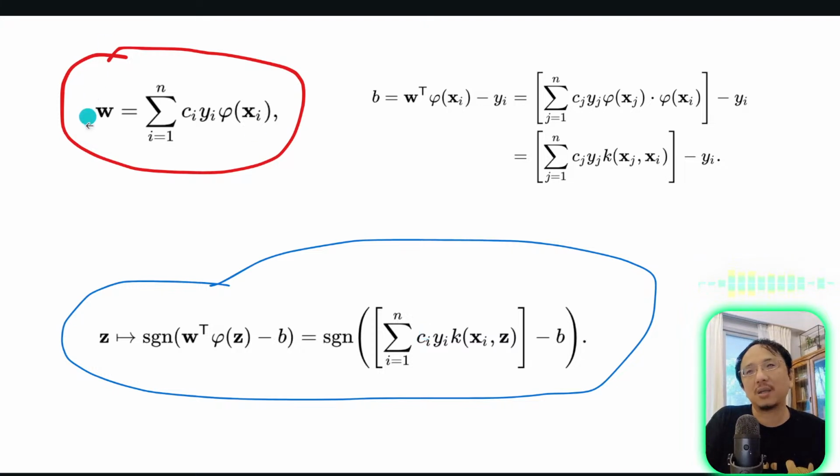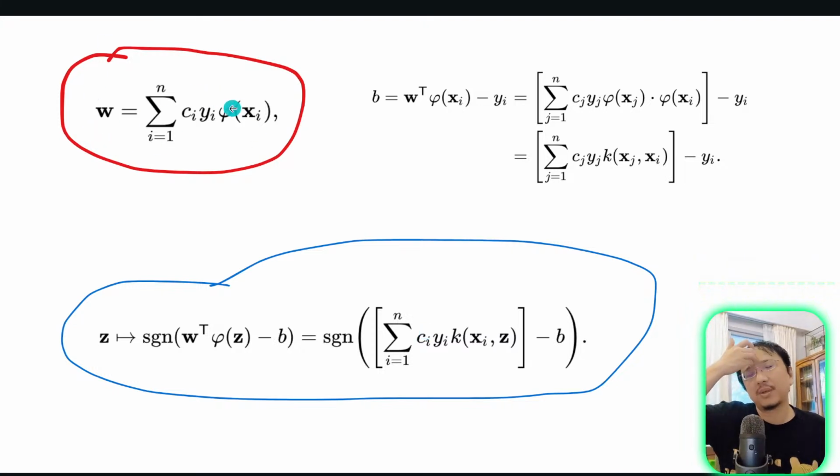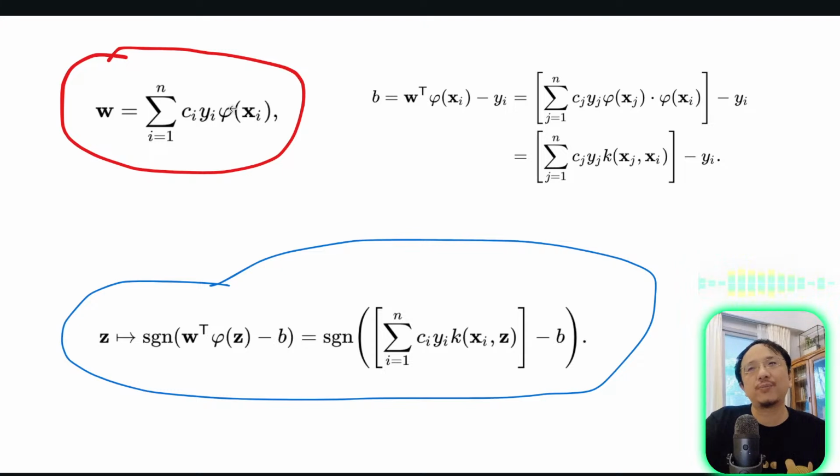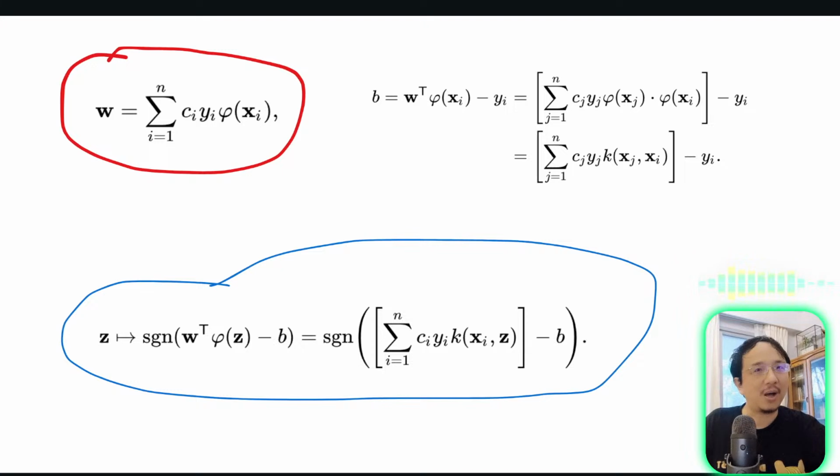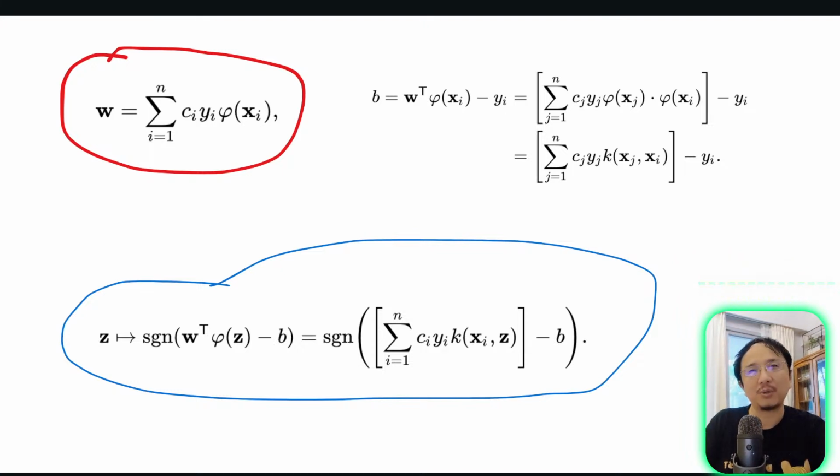About finding the w: we cannot find that w, so we don't have the v. If we don't have the v, we cannot find w. That's true, but we can still use the w in the problem to do a prediction, because what we are trying to do is find w x minus b.